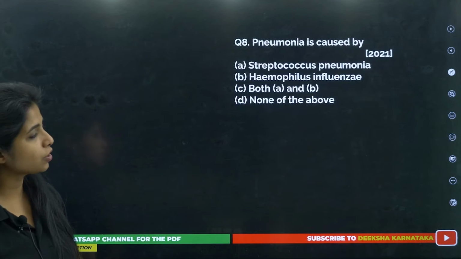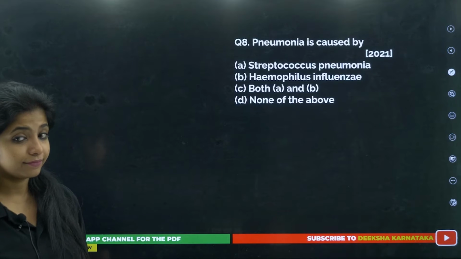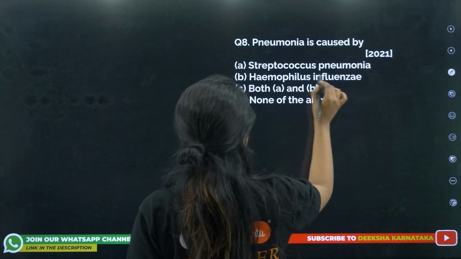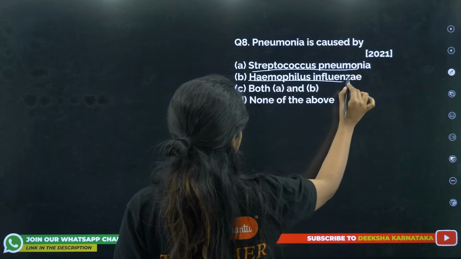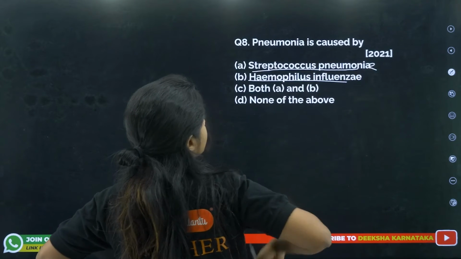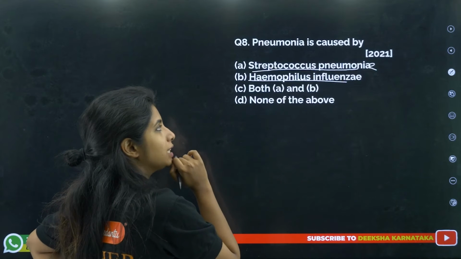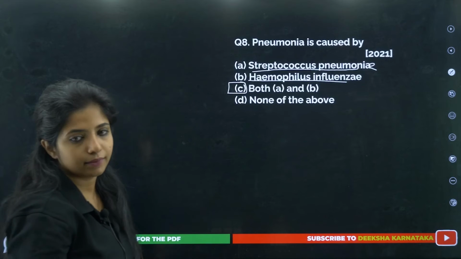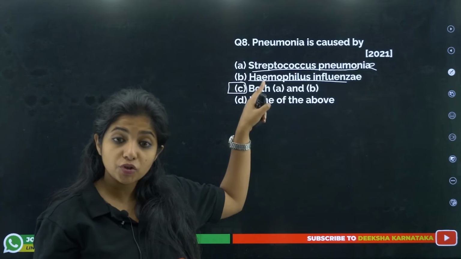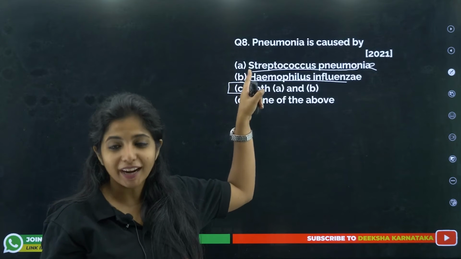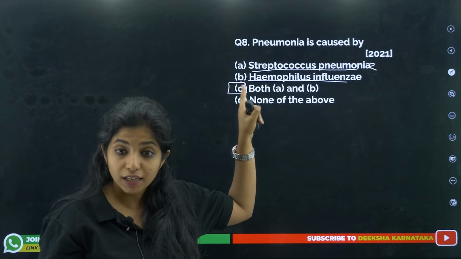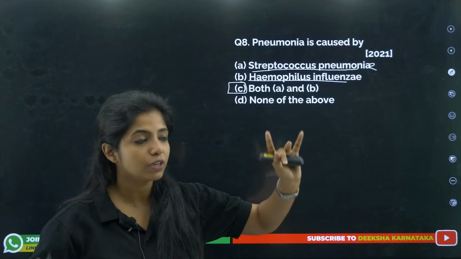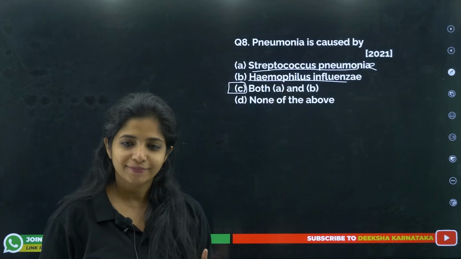Next thing, pneumonia is caused by... I already told you the answer several times. So, Haemophilus influenzae is there, Streptococcus pneumoniae is also there. So, can I say both A and B or none of the above? What should I say? Yes, you should be saying it's C. Some people remember just one and they tick one. No, it's not like that. Please remember, for pneumonia, in your NCERT textbook, there are 2 bacteria mentioned and both of them are over here as well.